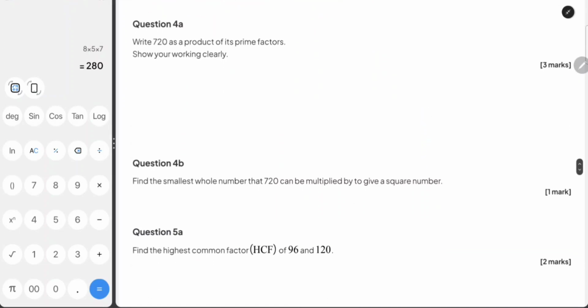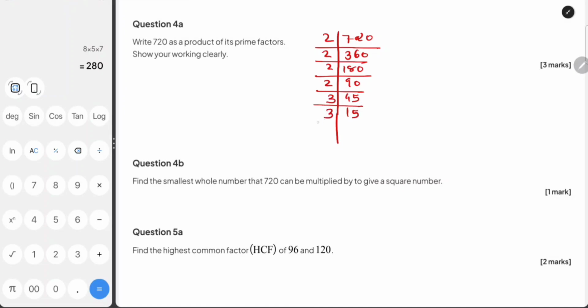Okay, see the fourth question. 720 as a product of its prime factors, divisible by 2 of course, so that's 360 divisible by 2, 180 divided by 2, 90 divided by 2, 45, 45 divisible by 3, 15, 15 divisible by 3, you will get 5, and 5 ones are 5. So 720 is 2 raised to 4, 3 raised to 2, 5 raised to 1. And find the smallest whole number that 720 can be multiplied by to give a square number.